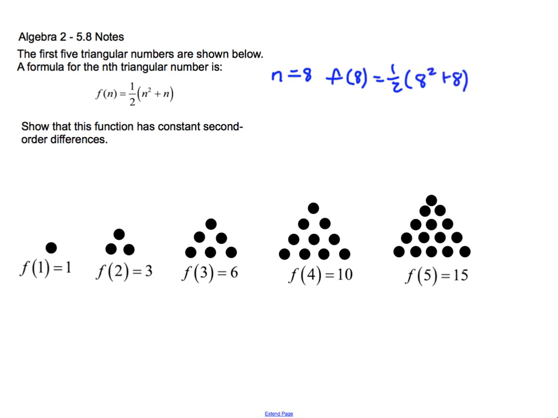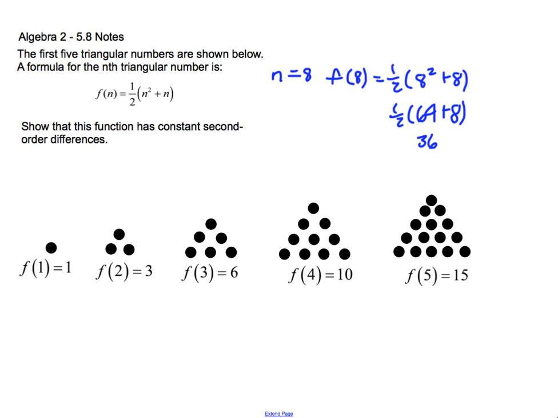So whatever that came out to be. So, 1/2 times 64 plus 8, which is 72. So half of 72 would be 36. So if I did my math right there, the eighth triangular number would be 36.